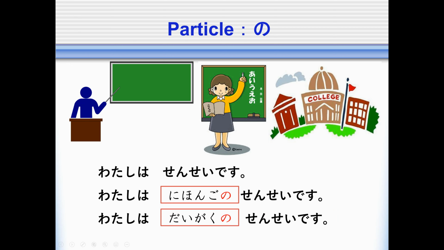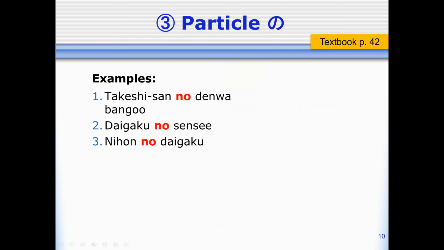So we use no so that the first noun here, 日本語 or 大学, can give us more information about the second noun, 先生. This second noun is the main one, the thing that we're actually talking about, and the first one is some more background about it.